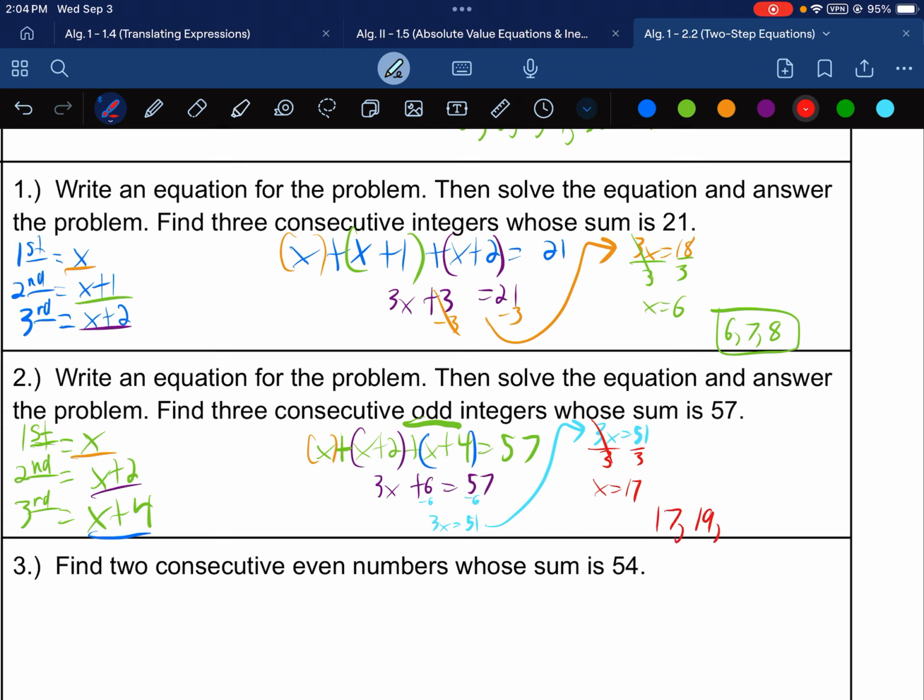So if x is 17, the next odd number would be adding 2 more to get to 19, and adding 2 more from that to get to 21. And so we get 17, 19, and 21, 3 consecutive odd numbers.